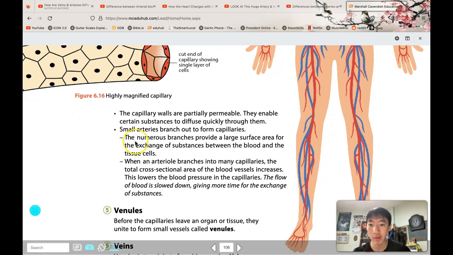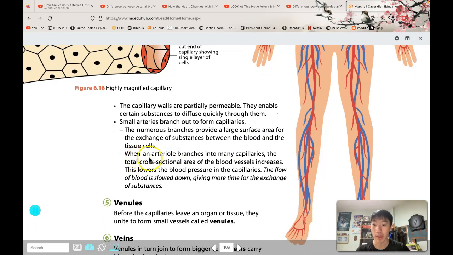Because there are numerous branches, they provide a large surface area for the exchange of substances between the blood and the tissue cells. When an arteriole branches into many capillaries, the total cross-sectional area of the blood vessels increases, and this lowers the blood pressure in the capillaries. Even though the flow of blood is slowing down, it actually gives more time for the exchange of substances.